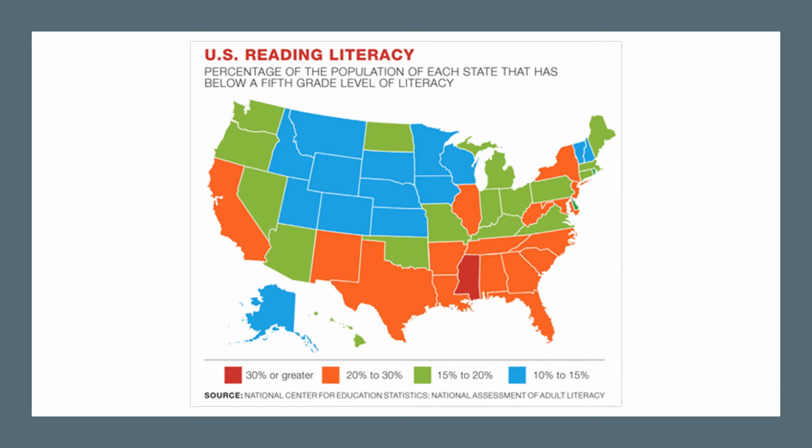Keep your eyes on Mississippi. In Mississippi, 30% or greater do not comprehend over a fifth grade level. That means adults are not reading and understanding better than 11 and 12-year-olds. If you go and look at the population of Mississippi, you do 30% of that. You do the math and see how many people are not reading and understanding as they should. Early literacy is really, really important.